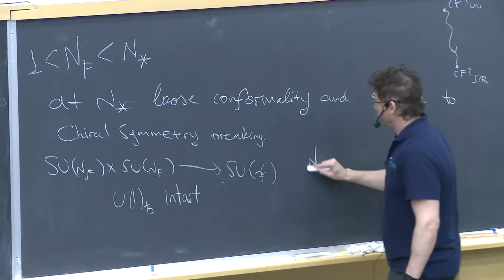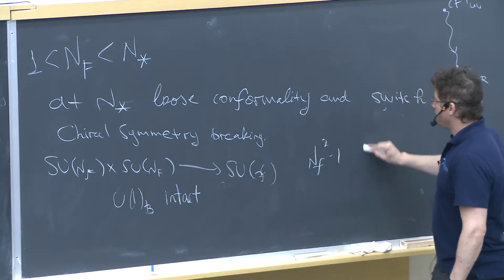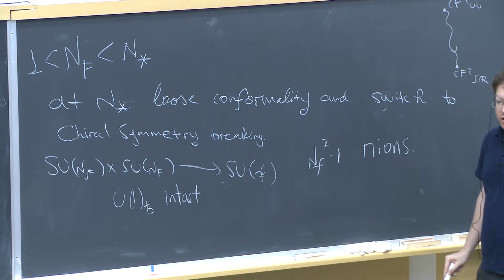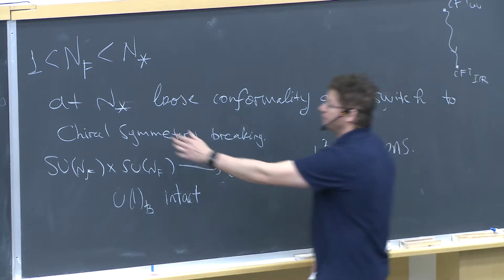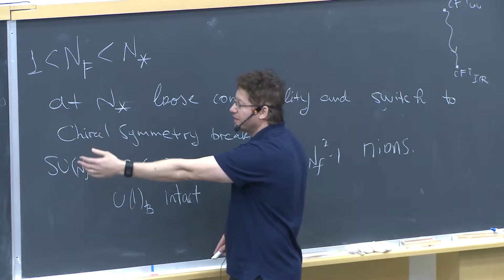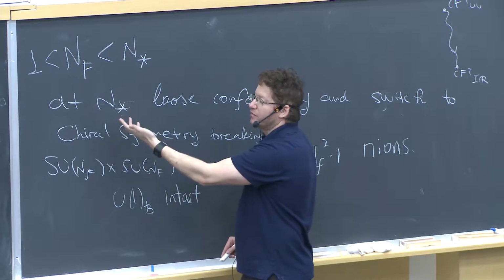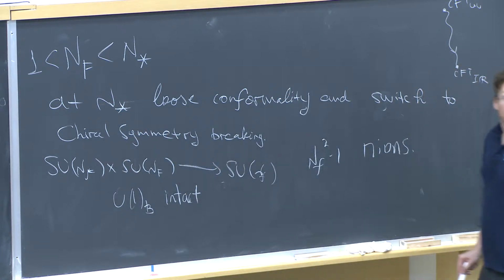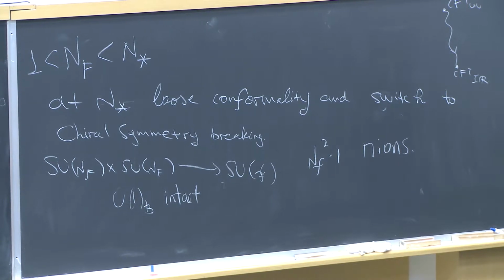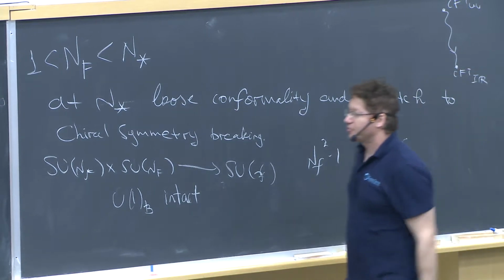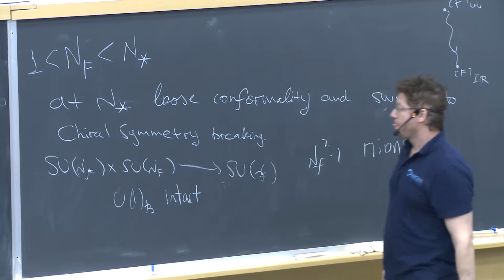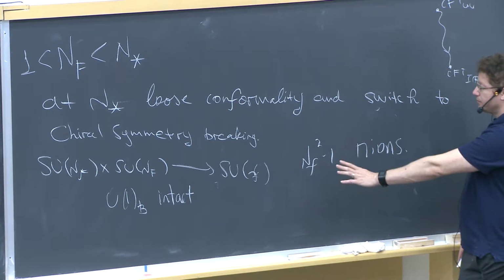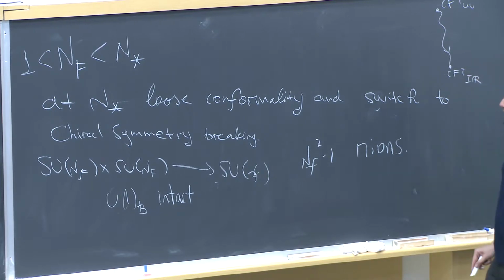So we have NF squared minus 1 pions. Okay, that's the regime where we are. N star in real life is presumably 9 or 10 or 11, and we have NF, which is 6. In principle, you could have confined without chiral symmetry. Yeah, you could. I'm just saying what's the mainstream view on what this theory does. Indeed, you could. But this is the mainstream view, that there are NF squared minus 1 pions.